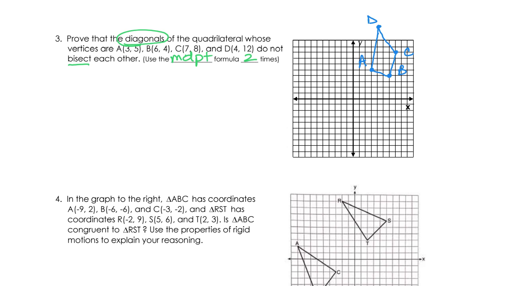Okay, so one of our diagonals is DB, and our other diagonal is AC. Okay, and we're trying to prove that this is not the midpoint of both of them. Okay, meaning that they don't cut each other in half. So here we go. We're going to do the midpoint of one of our diagonals, which is AC, and then we're going to do the midpoint of our other diagonal, which is BD.